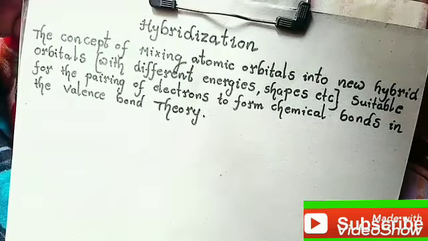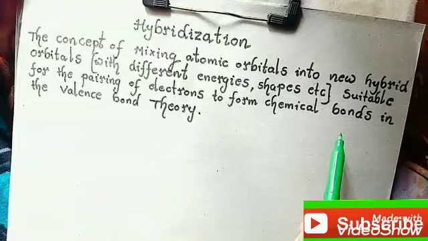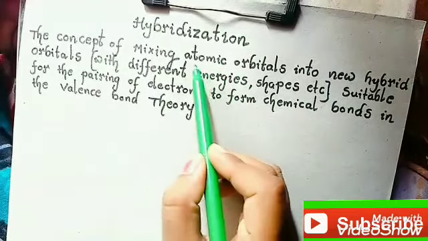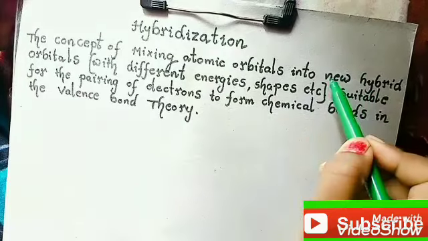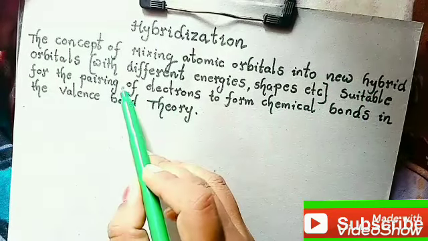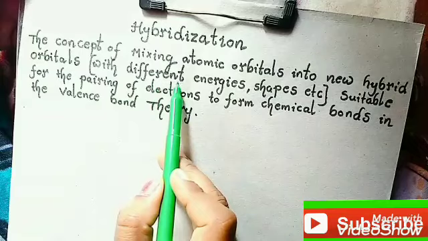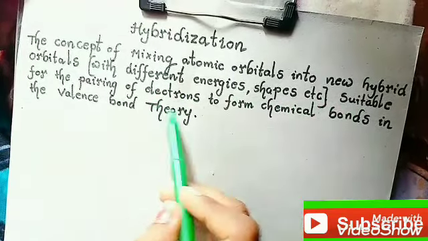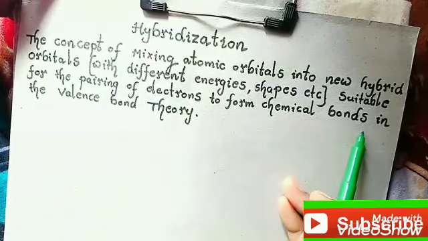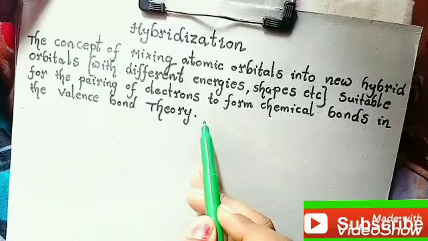First, hybridization. The definition you know very well, students. The concept of mixing the atomic orbitals into new hybrid orbitals, those which are having different energies or shapes suitable for the pairing of electrons to form chemical bonds in the valency bond theory.